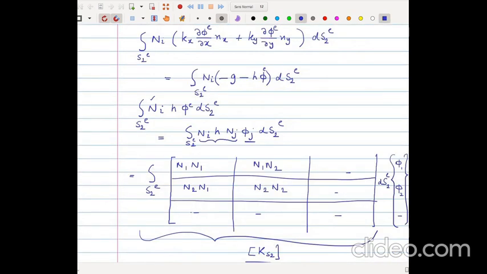So now that means your equation is (K_e plus K_S2) phi plus R equal to 0. So this is the stiffness due to the convective boundary.